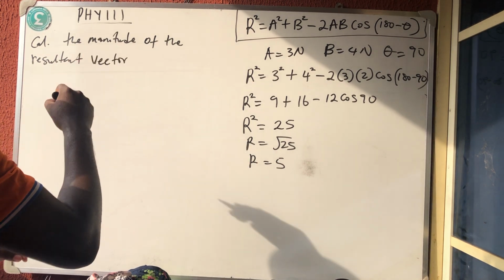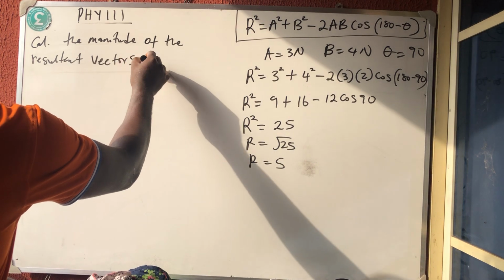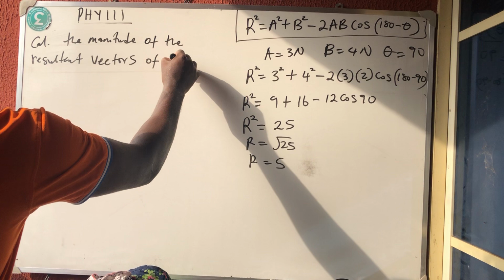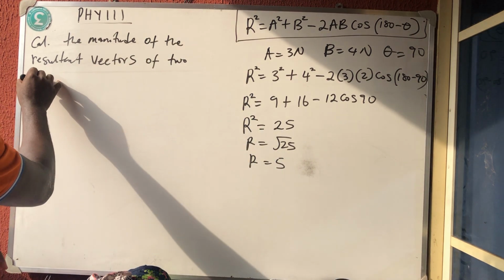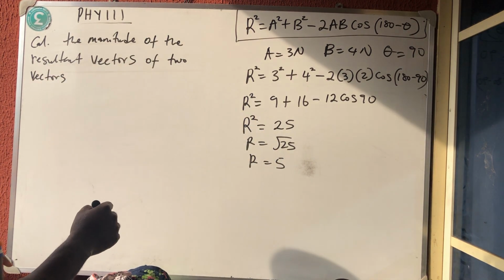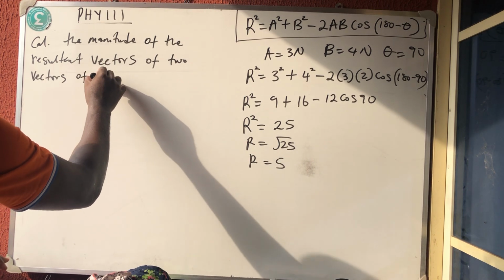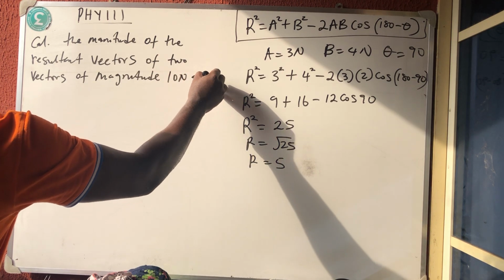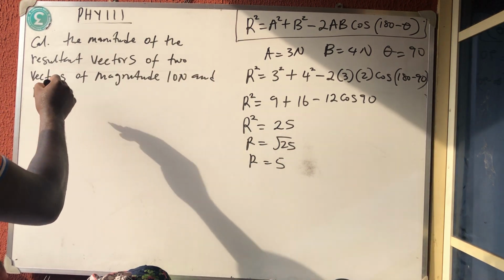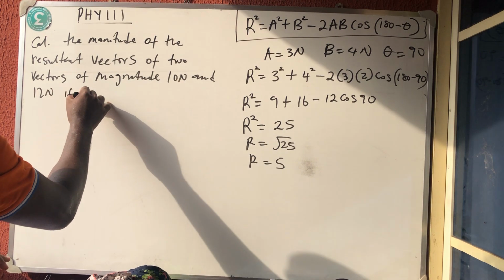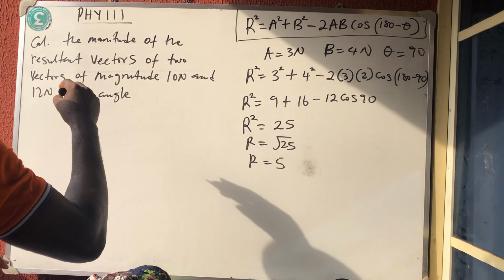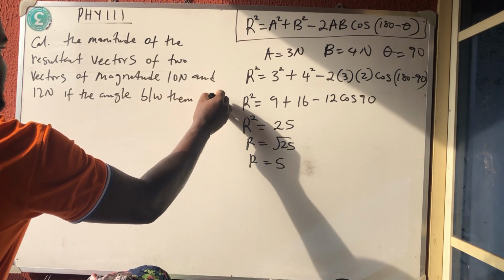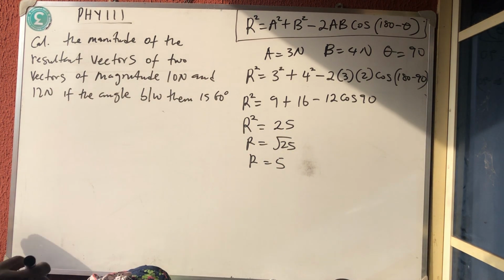vectors of two vectors of magnitude 10 Newton and 12 Newton. If the angle between them is 60 degrees. Okay, so the angle between them is 60 degrees.